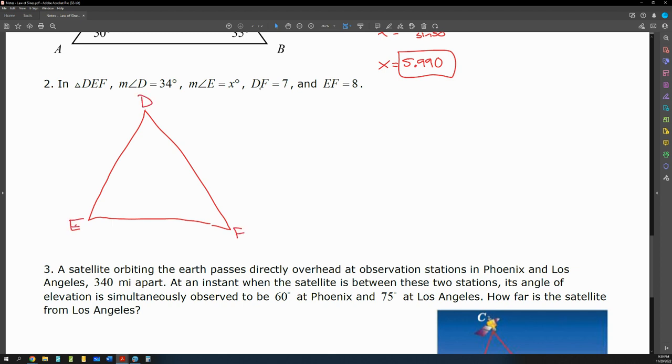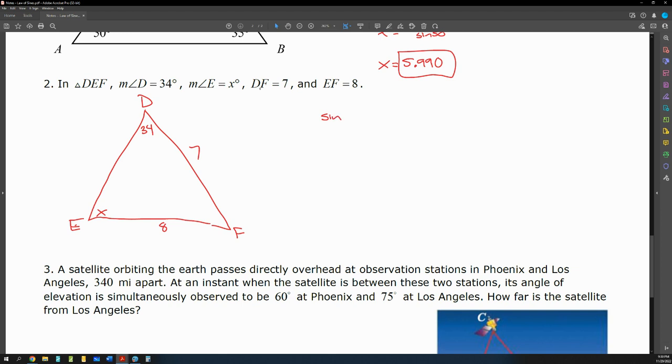All right. So angle D is 34. Angle E is x. DF is 7 units, and EF is 8 units. So I noticed that we have the angles and side lengths across from them. So we have side angle here. Let's go ahead and plug this in.